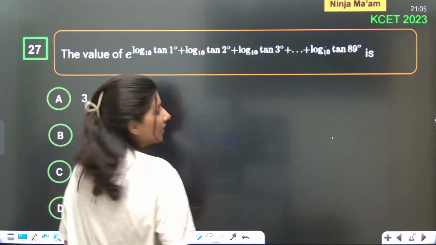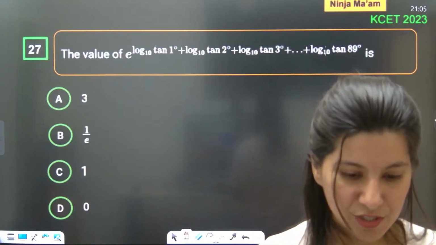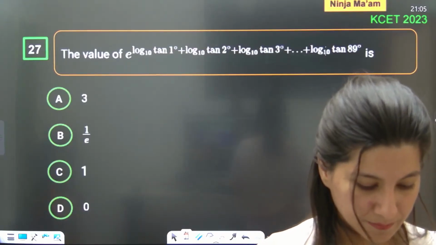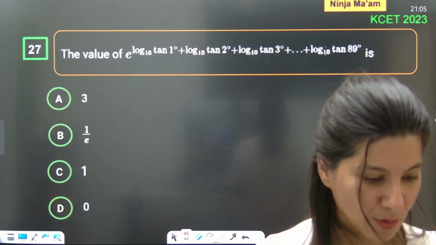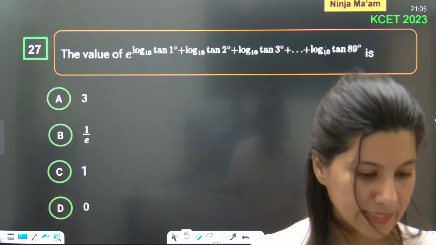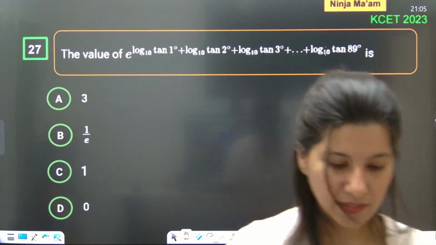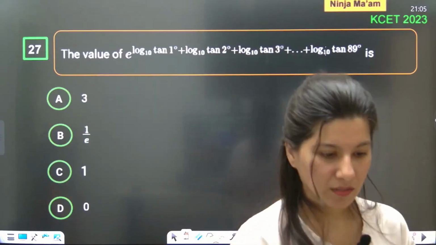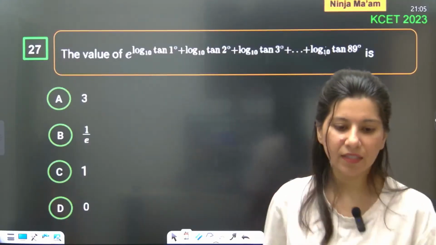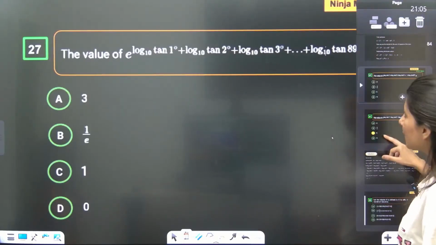All right. Acha, you are asking, ma'am, about the KCET abbreviation, that means what is the full form of KCET, right? KCET full form is Karnataka Common Entrance Test, my dear students.